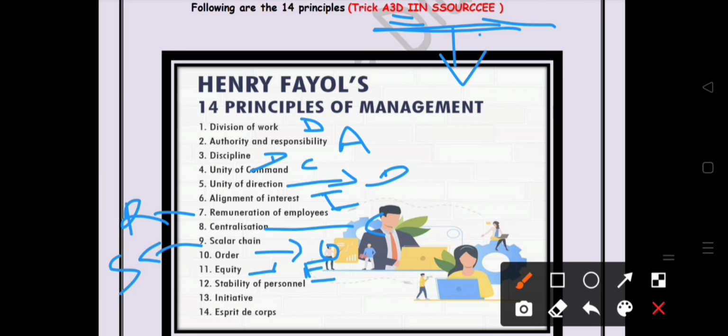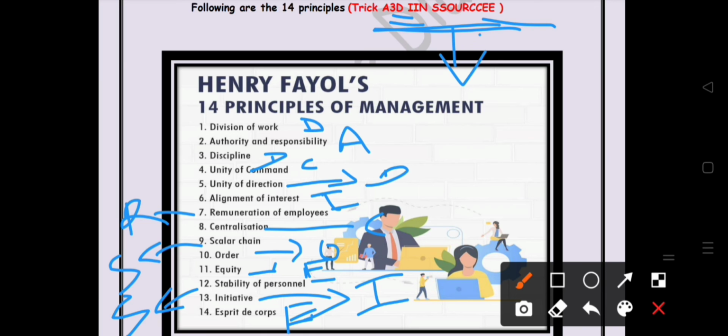Then the stability of personnel. Again S is coming over here for the stability of personnel. Then next, number 13, is initiative. Again I stands for the initiative. Then the last thing is esprit de corps, that we have understood as team spirit. As I have told, there are two Es for us, so the last E is esprit de corps. Sorry about this bad handwriting, but I'm again repeating this trick, as I have given here, A 3D insourcing.